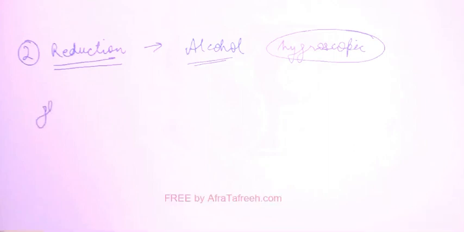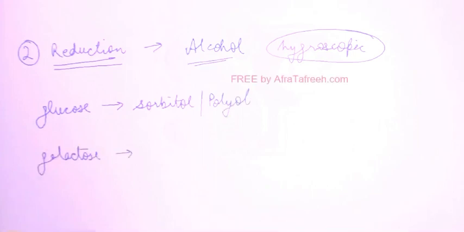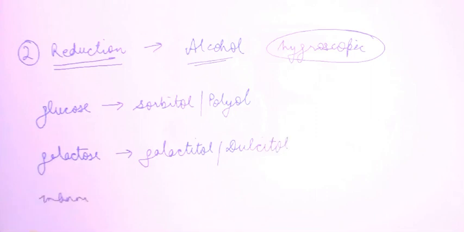So let's take the example. Example is glucose. Glucose gets converted to its alcohol known as sorbitol. Sorbitol is also known as polyol. Then galactose is converted to its alcohol known as galactitol. Galactitol is also known as dulcitol. Then mannose is converted to its alcohol mannitol, right?